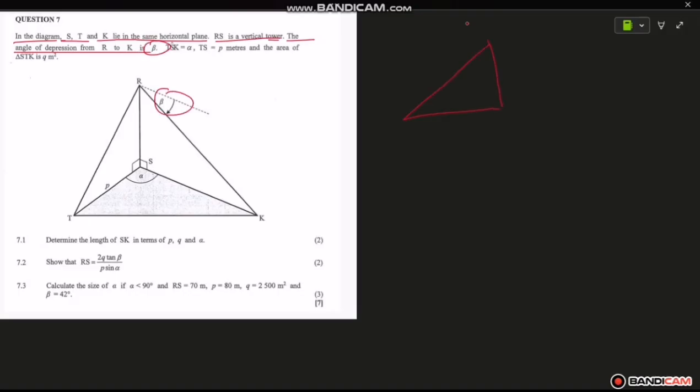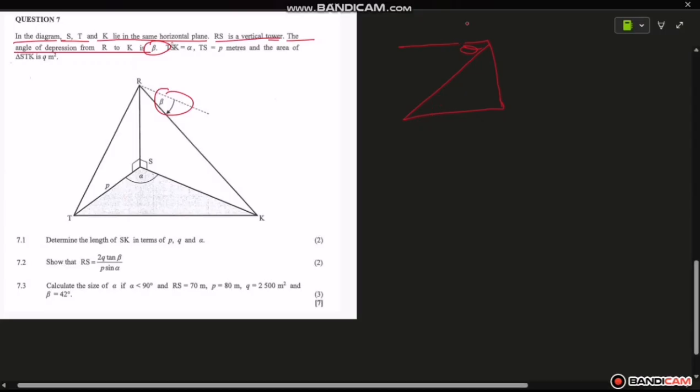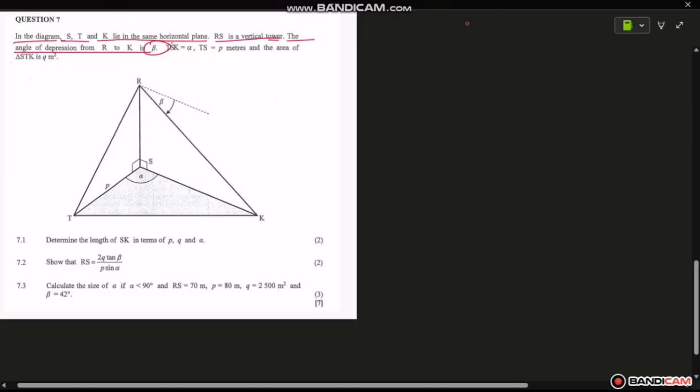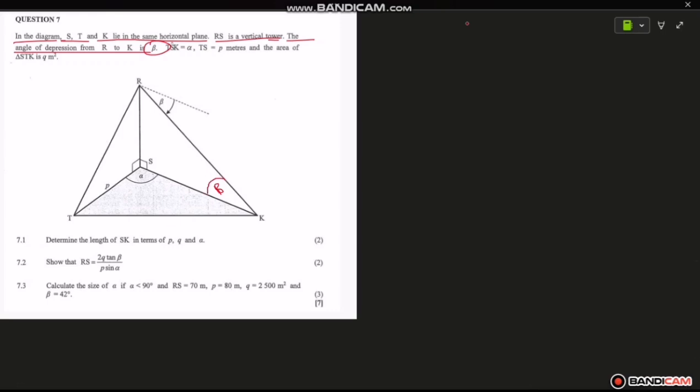Let me just explain something about this angle of depression. Let's say we have an angle here, theta. Then theta is known as the angle of depression. And what you must know is that it is equal to the angle inside here. I hope that makes sense. Meaning angle beta, since it is an angle of depression, is equal to angle K. So there's a mark for that. Determine the length of SK in terms of P, Q, and A.